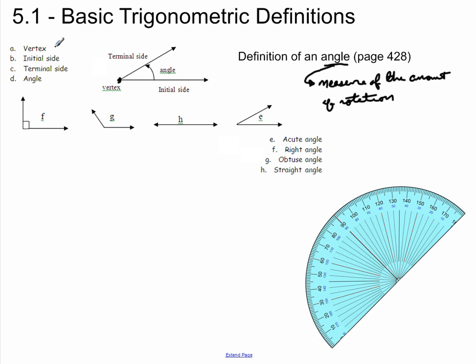So what is a vertex? A vertex for an angle is the point in the plane about which the angle rotates. The initial side is where we start measuring the rotation, and the terminal side is where we stop measuring that amount of rotation. So the angle is that measure of rotation between the initial side and terminal side. Rotation amount. So when you think angle, think rotation amount.